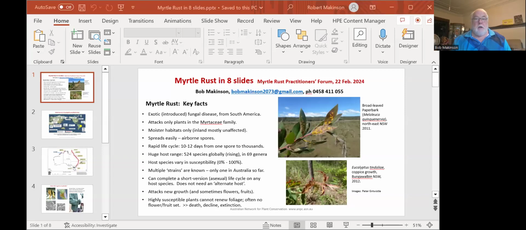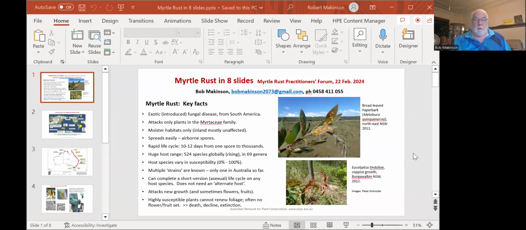Just loading up the presentation. So myrtle rust is an introduced exotic fungal disease. It's originally from South America. It manifests most usually as yellow powdery pustules and spots, as you can see in the photo at top right there. It attacks only plants in the Myrtaceae family.